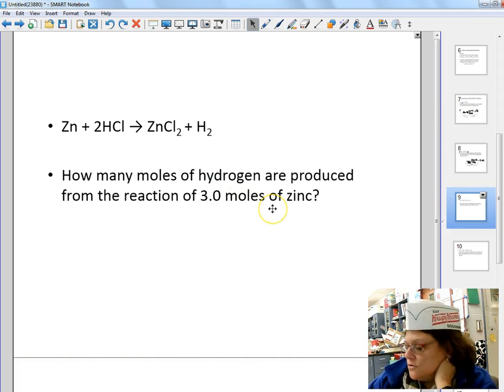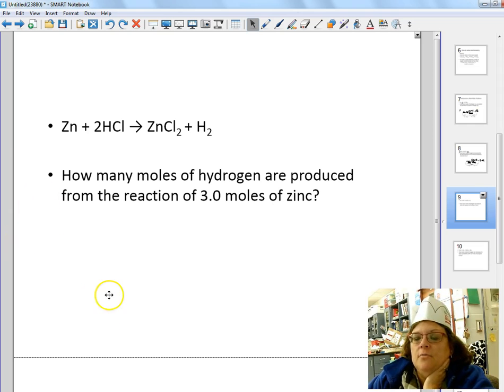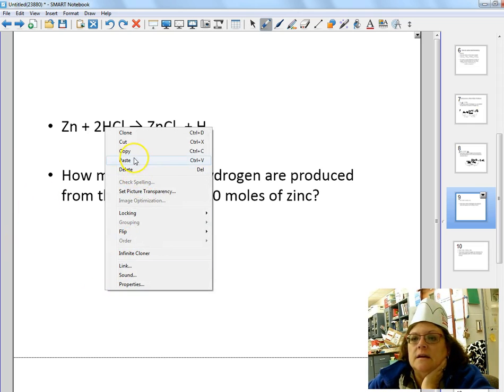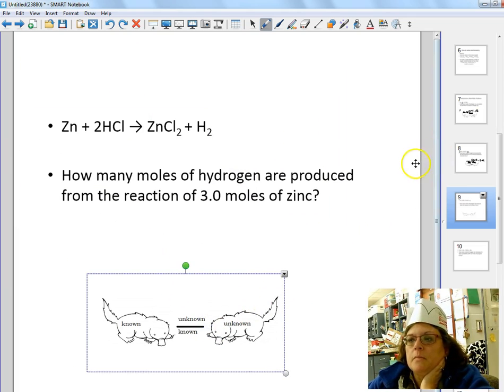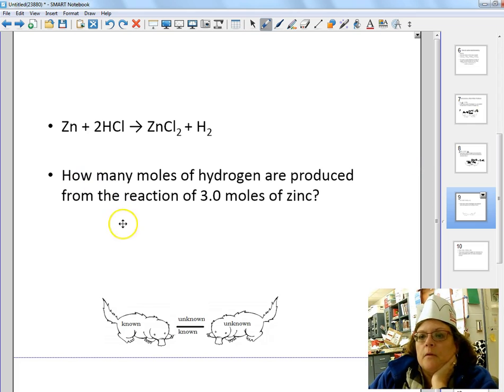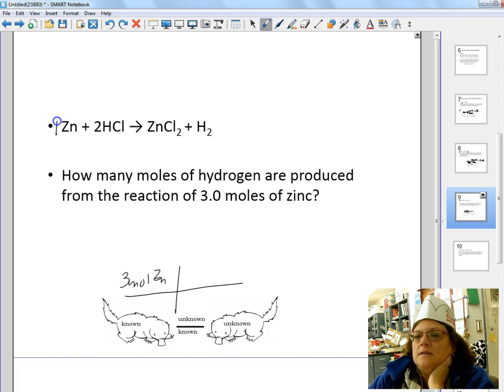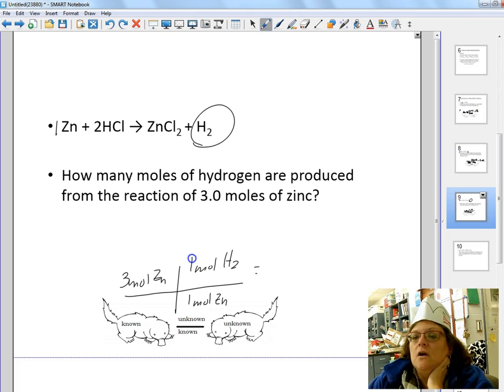Okay, let's go on to the next one in your note sheet. If I have 3 moles of zinc, what is his ratio? We know there's 1 zinc, and we're solving for hydrogen. 1 mole of zinc will make 1 mole of hydrogen. So how much hydrogen are we going to make if we start with 3? We're going to make 3 moles of hydrogen.